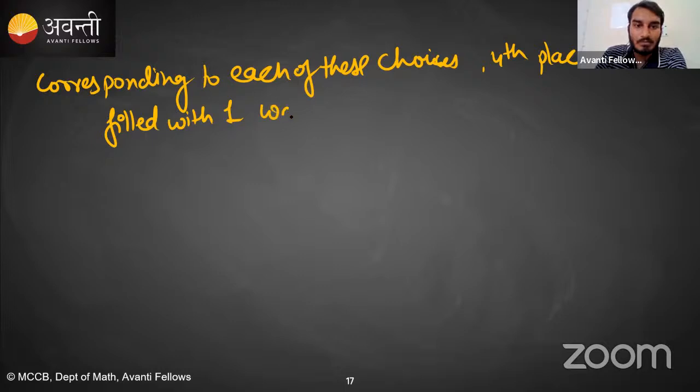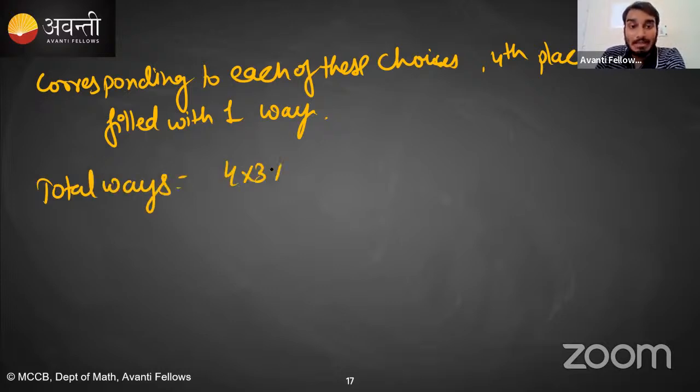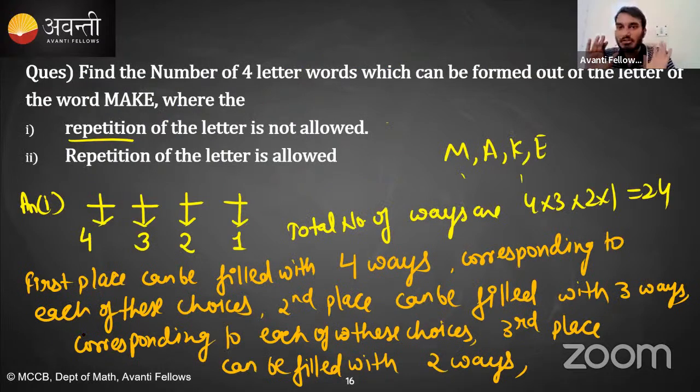One way. Is this clear? So that's why the total number of ways are 4 into 3 into 2 into 1, which means 24. Is this clear? Okay. I am going to do this written part only for this question, so you can get the idea of why we are multiplying, just because this is your first question. So that's why I'm writing it down in very detail.